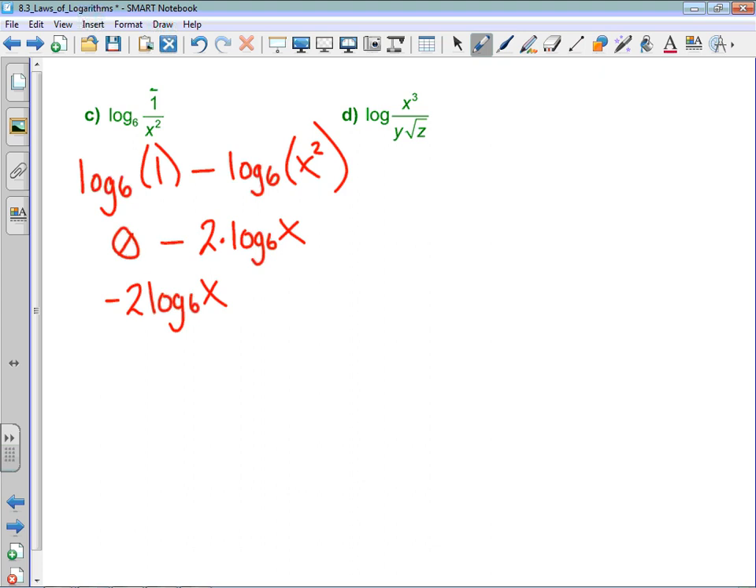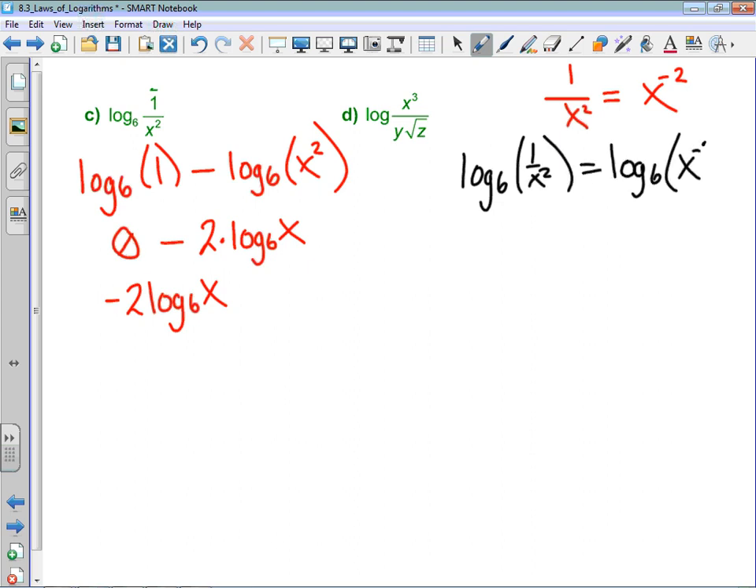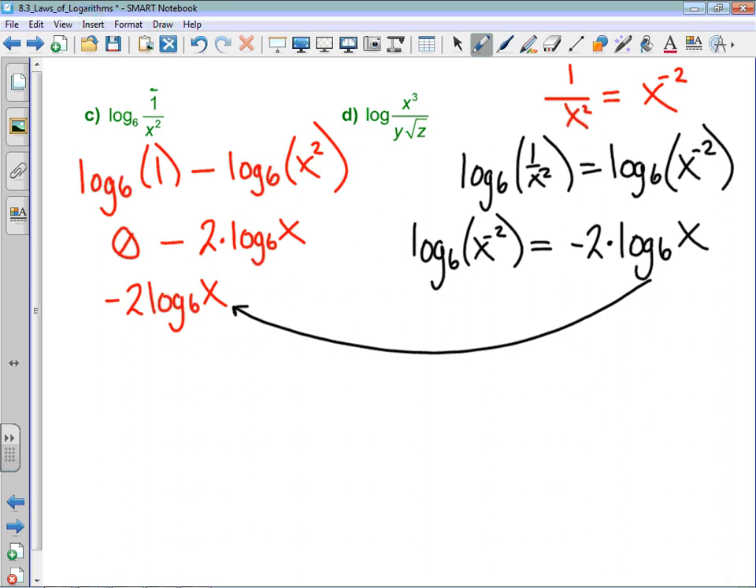The other way of doing this is recognizing that 1 over x squared can be written as x to the negative 2. I'll do this one in black. That means that I can write log base 6 of 1 over x squared as log base 6 of x to the power of negative 2. Well, log base 6 of x to the power of negative 2 using my power log law is negative 2 times log base 6 of x, and we get the same answer either way. If I was going to do this, right now I think the one in red is a more useful technique, but certainly what I wrote in black is just as valid of a way to do it.